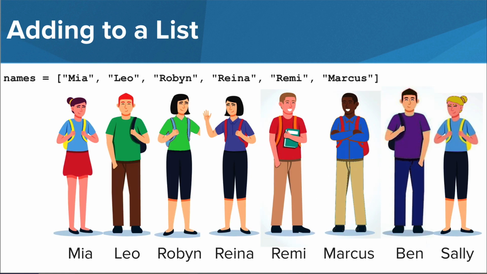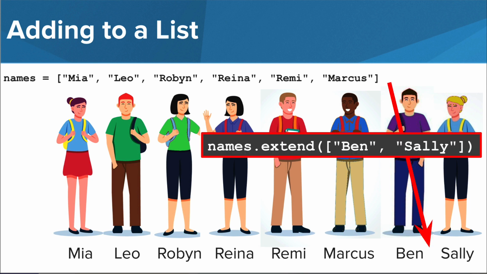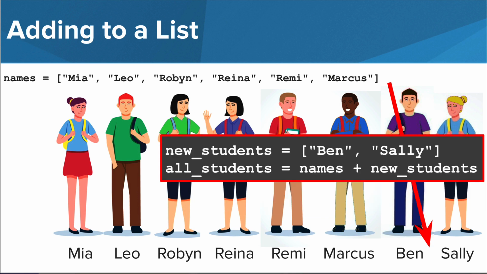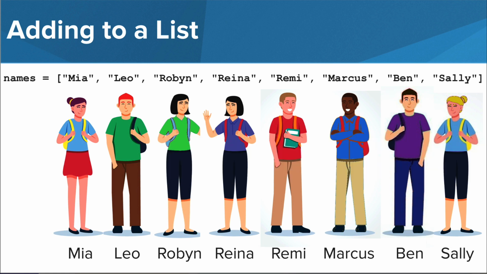Let's see how we can use the extend method to add Ben and Sally to the end of the list. We can simply write both Ben and Sally's names inside a list inside the parentheses, or we can save their names inside a new list variable and just give that variable name inside the parentheses. We can also use the plus operator to perform the same action. Either of these will work to add Ben and Sally to the end of our line.